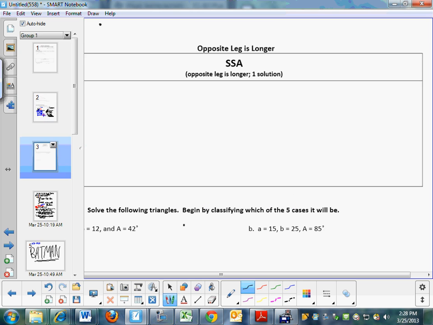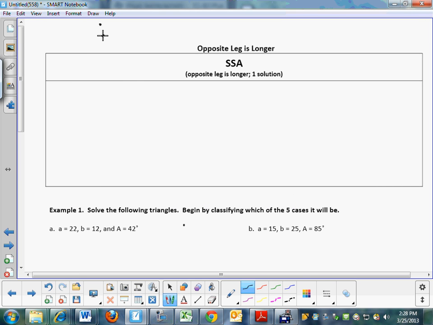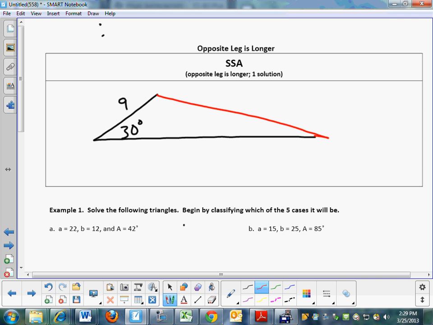Let's try one more before we try an example, okay? This one says opposite leg is longer. So suppose we had 30 degrees. Let's say that that's 9. And I'm going to look at the leg opposite the angle, and we'll call it 17. If the opposite leg is longer than the other given side, then we simply have one unique solution. So those are the 3 different interesting scenarios that come up if you have side-side-angle.